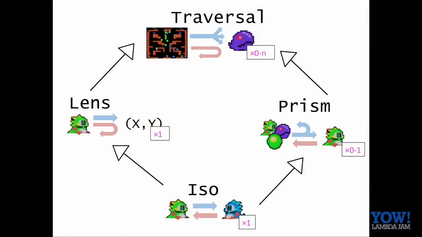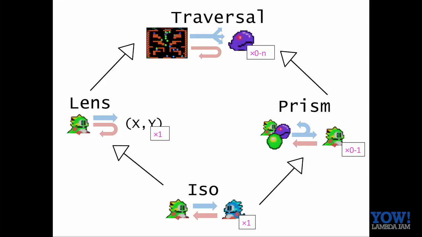These concepts all relate to each other. This is a class diagram essentially. An iso is a lens and a prism, and lenses and prisms are traversals. And the cardinality is in the purple there, so traversals is 0 to n. Now, there are a few more concepts like this as well, but it's not that many. You can learn them. It's not that many compared to your Gang of Four book, for instance.